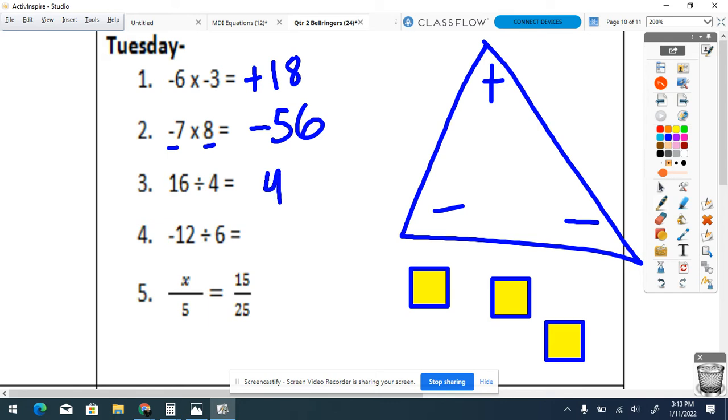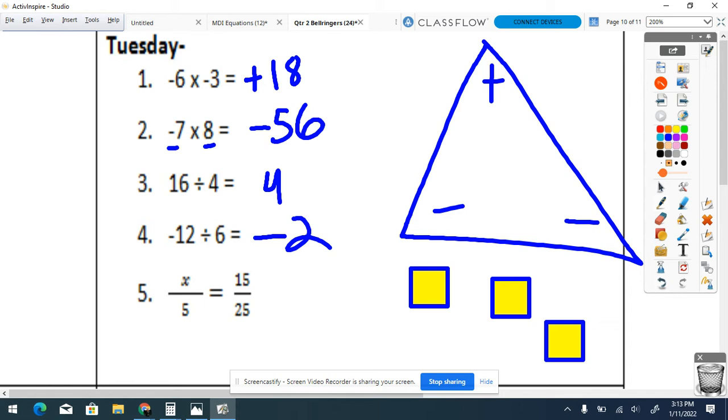4. All right, number 4, negative and positive. So I cover up a negative, I cover up a positive. I am left with this negative right here. So my answer is going to be negative. And 12 divided by 6 is 2. So my answer is negative 2.